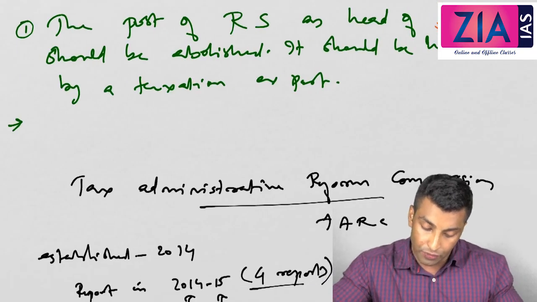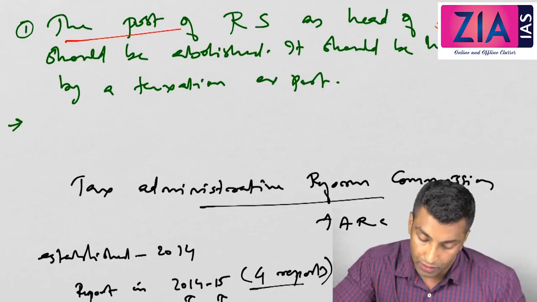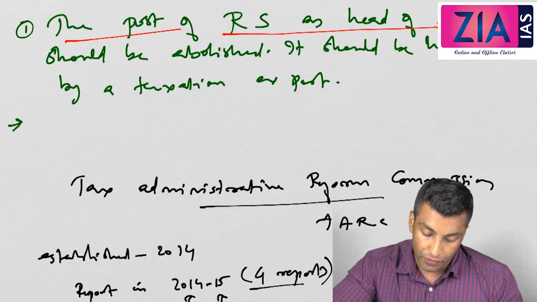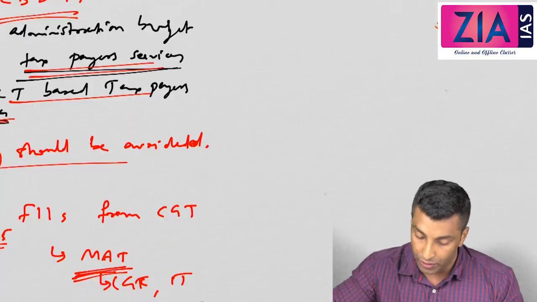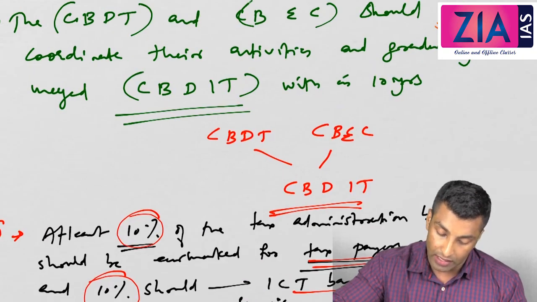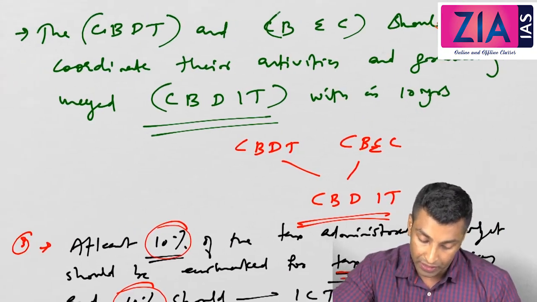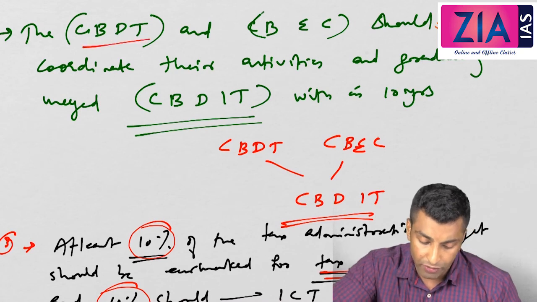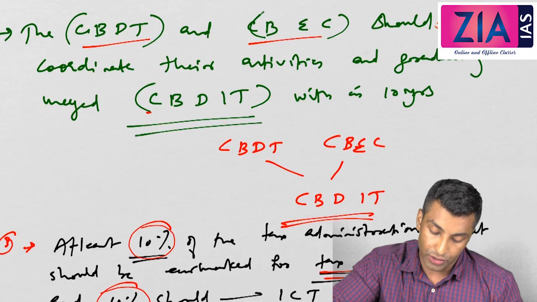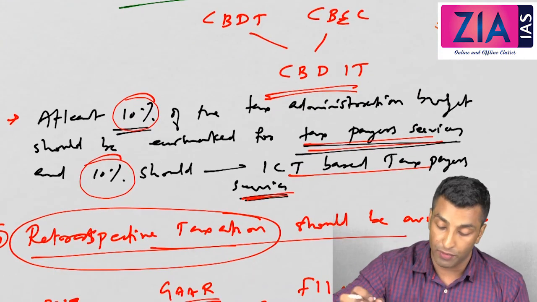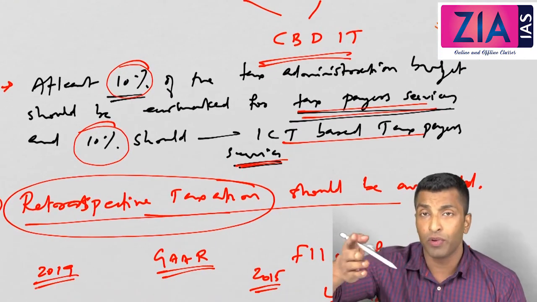Quickly, let's see that. The first one, the post of revenue secretary as the head of IT department should be abolished, and it should be headed by a taxation expert. That was actually not accepted. And then you can see here the other recommendations that we have discussed. The Central Board of Direct Taxes and the Central Board of Excise and Customs has to be merged, and a Central Board of Direct and Indirect Taxes has to be formed, and we are moving towards that direction.